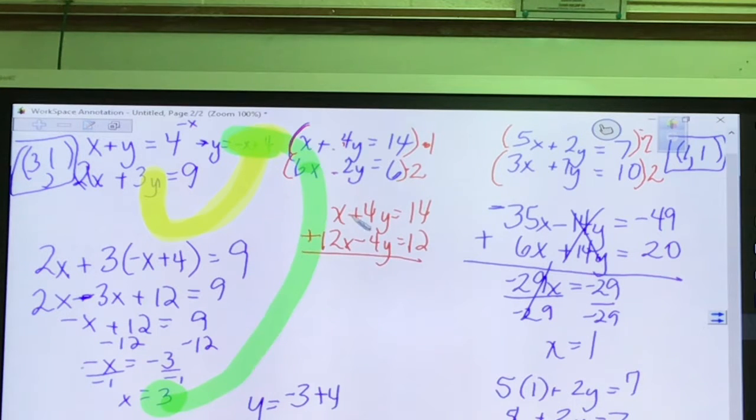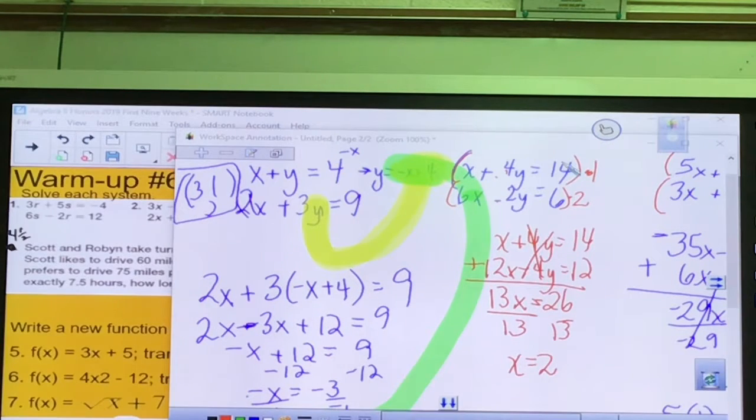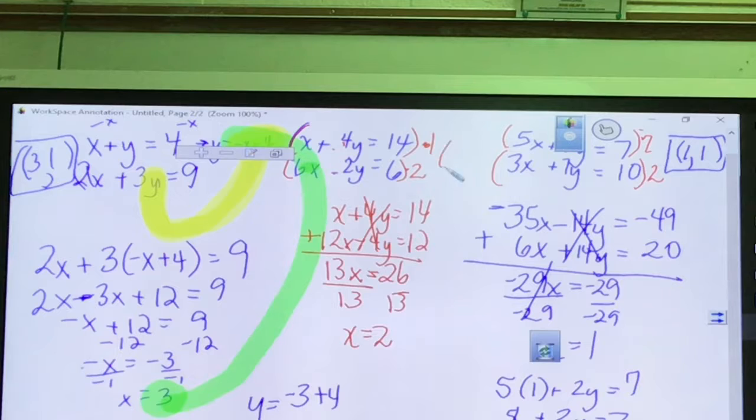Now I can add those together. x plus 12x is 13x. What happens to these two? Cancel out. And it equals 26. Divide both sides by 13. x is 2. So I'm going to put a 2 up here.